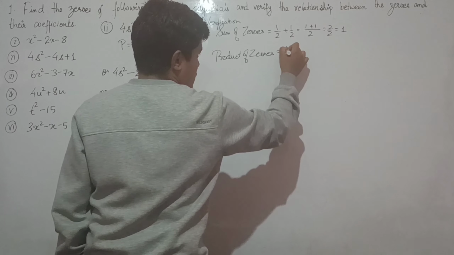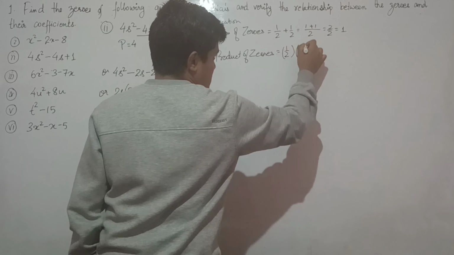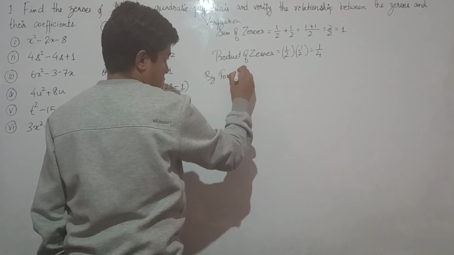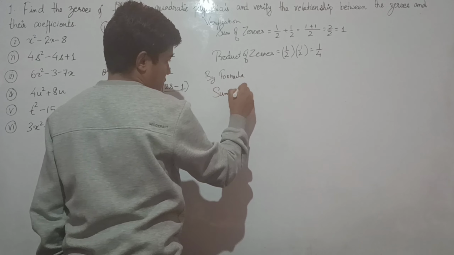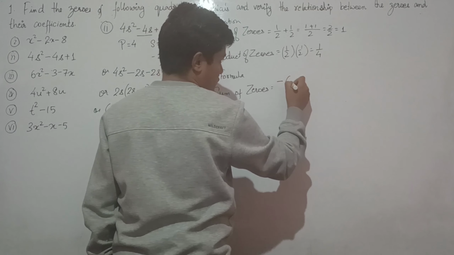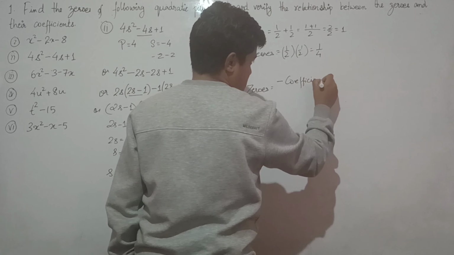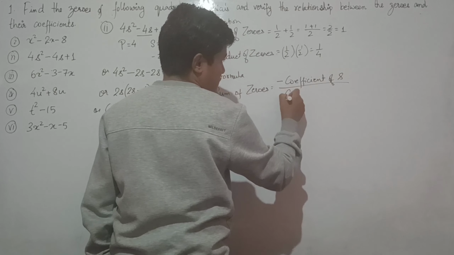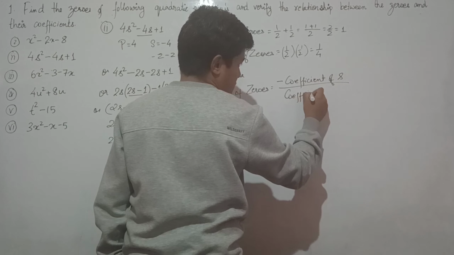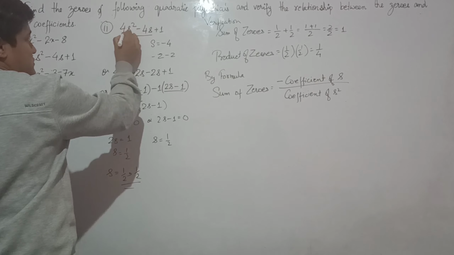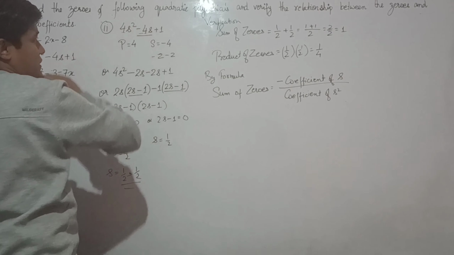Product of zeros is 1 by 2 into 1 by 2, that came 1 by 4. Now by formula, sum of zeros is minus coefficient of x by coefficient of x square. Coefficient means the number attached to x square, the number attached to x.